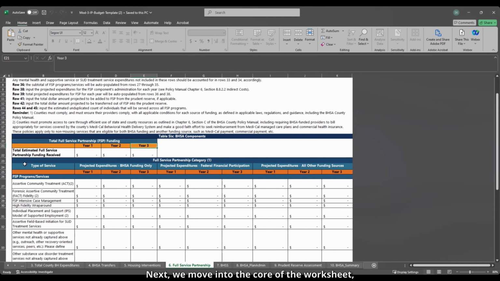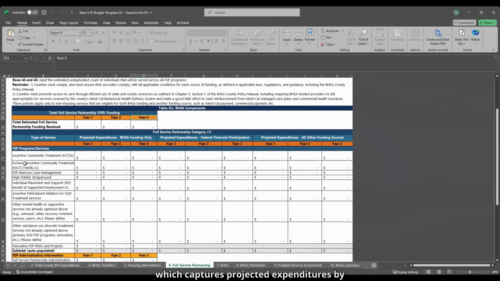Next, we move into the core of the worksheet, which captures projected expenditures by FSP program type and funding source. The layout is organized in 3 vertical segments, one for each fiscal year: Year 1, Year 2, Year 3.